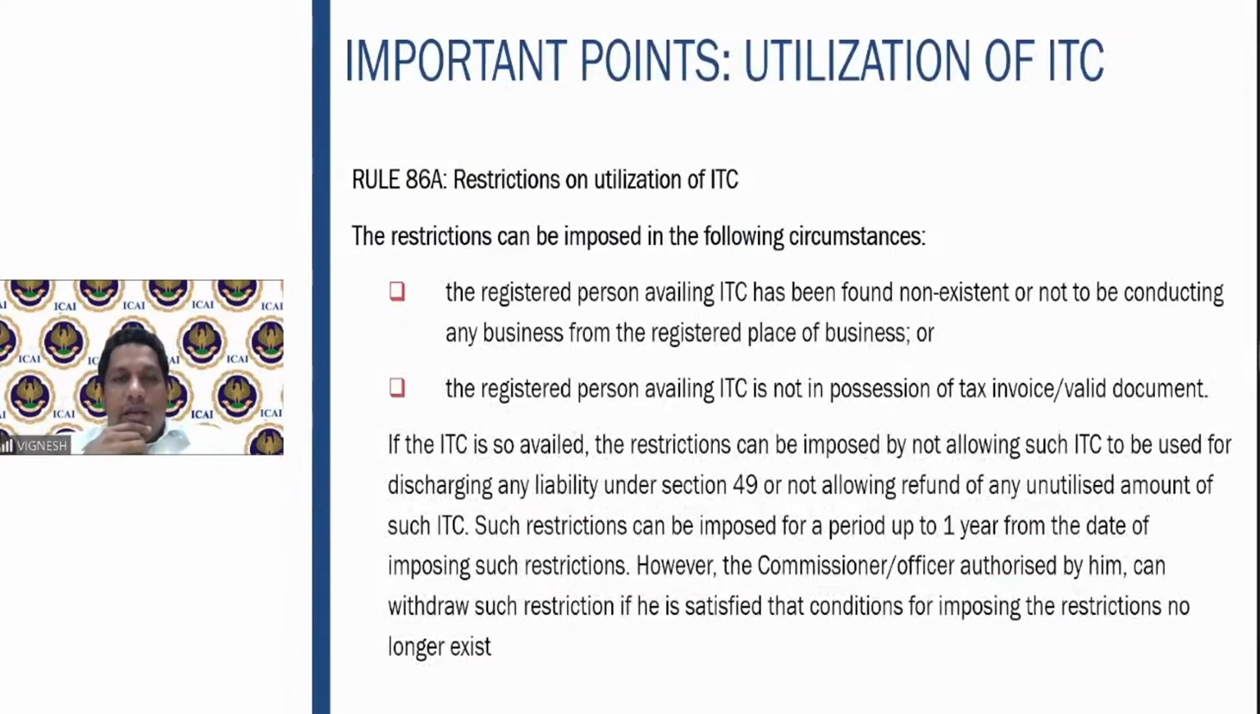Then Rule 86A talks about the restrictions on utilization of ITC. In the following circumstances, the restrictions can be imposed. The registered person who is availing the ITC has been found non-existent, or not to be conducting any business from the registered place of business. So whichever registered person it is, that person does not actually exist, or in the registered place of business, no business is happening. And also the registered person availing the ITC is not in possession of the respective tax invoice or valid document.